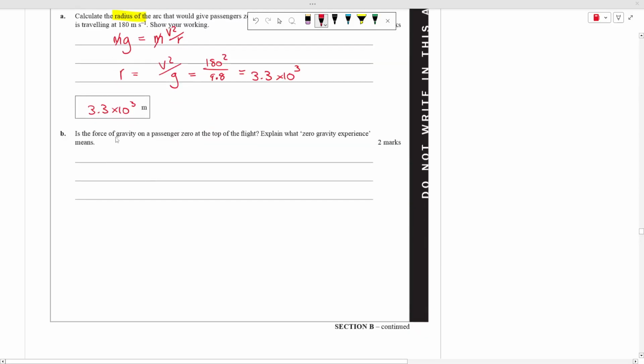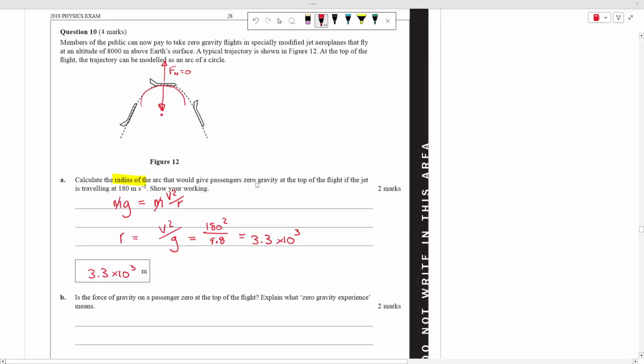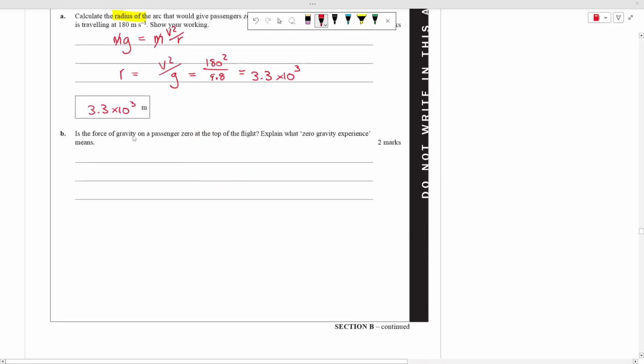Part B. Is the force of gravity on a passenger 0 at the top of the flight? Explain what 0 gravity experience means. Okay, so like I was saying up here, I don't like the wording here, 0 gravity, because that implies that gravity is 0. They should have said weightlessness. So is the force of gravity on a passenger 0? No.